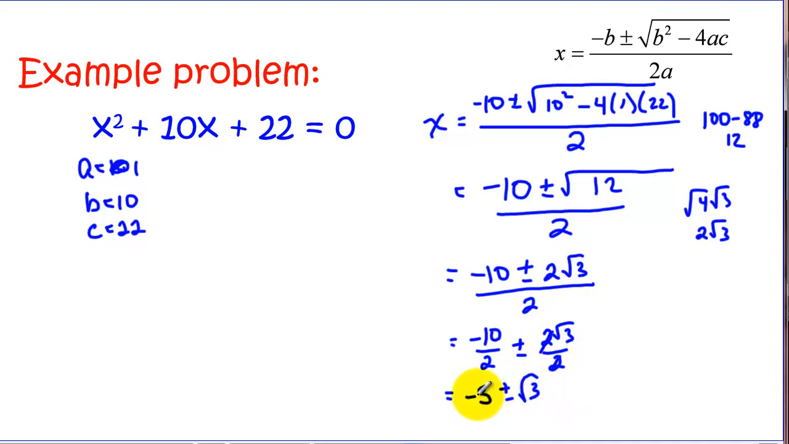This is two solutions, negative 5 plus radical 3 and negative 5 minus radical 3 for our solutions, but we're going to leave it in exact form, so we're not going to calculate those two numbers. In the next problem, we're going to look at calculator usage if we're looking to get a decimal number.